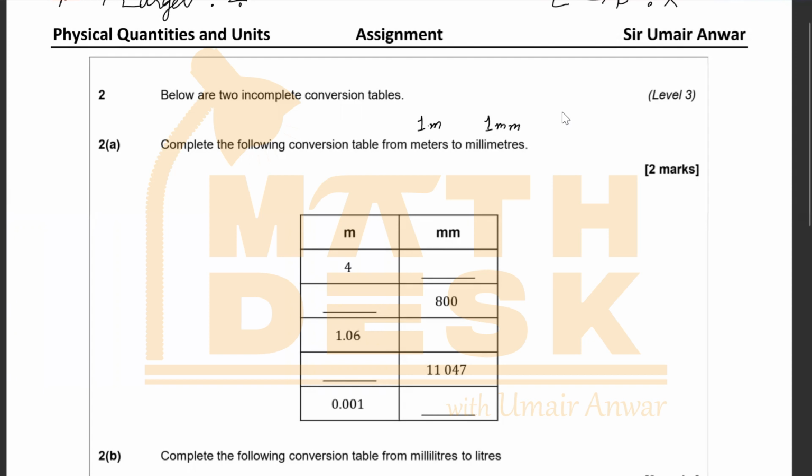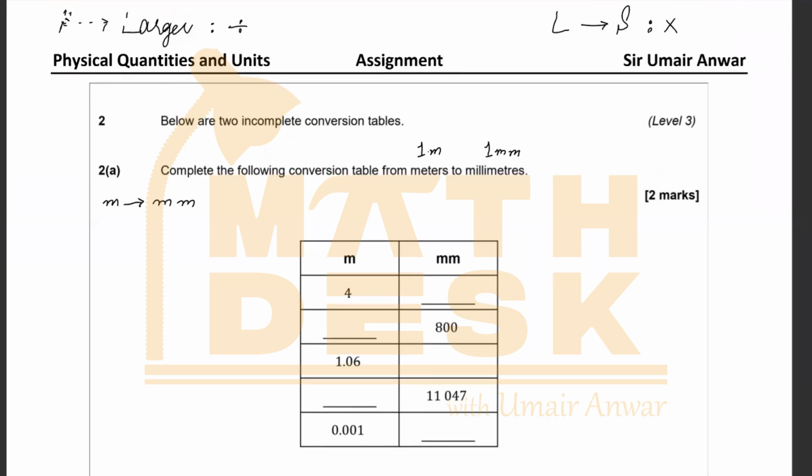So let's first discuss the conversions which involve the conversion of meters into millimeters. Since we are converting from a larger unit to a smaller unit, we will be required to multiply here. Okay. And how do we relate meters and millimeters? We know that 1 meter is equal to 1000 millimeters.